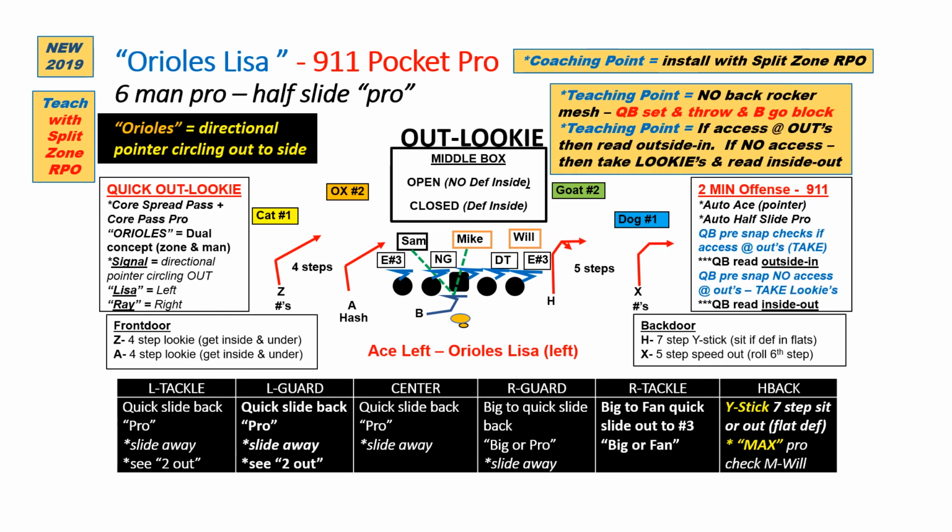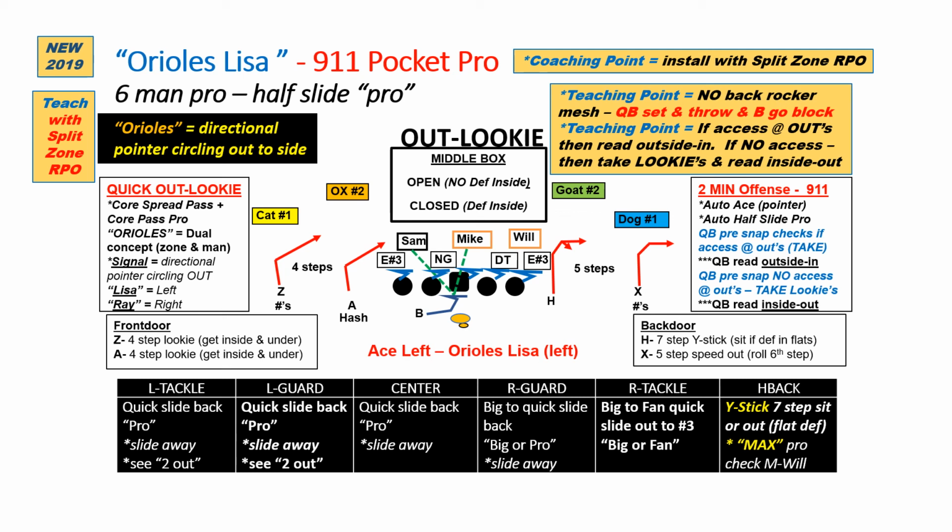The one we like to use after we've introduced Angels is what we call a dual concept or a split concept, where we've got a zone beater to one side and a man beater to the other. So we call Orioles. The signal for this now is that same pointer circling out to the side. What we're going to get with this is the receivers are locked into routes, so the X and the H will always run the speed outs, and the Z and the A will run the Lookies now.